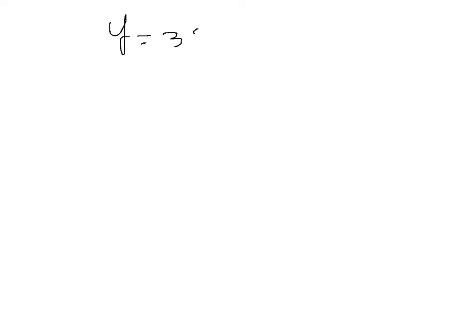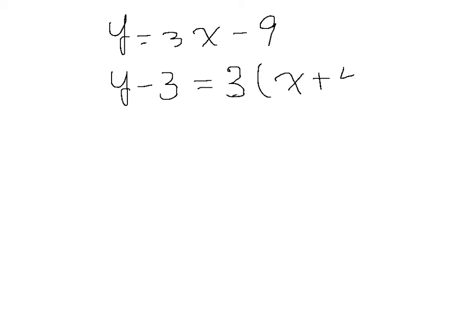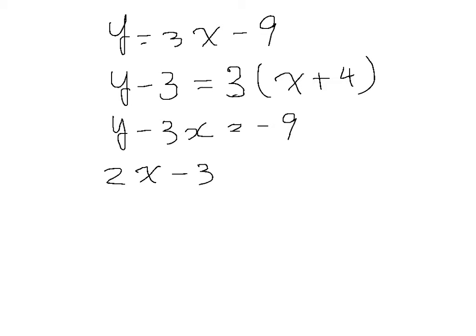So let's say we have y equals 3x minus 9. And also let's say we have y minus 3 equals 3 times x plus 4. And let's say we have y minus 3x equals negative 9. And let's say we have 2x minus 3y equals 6. Okay? So we have 4 lines, 1, 2, 3, 4.